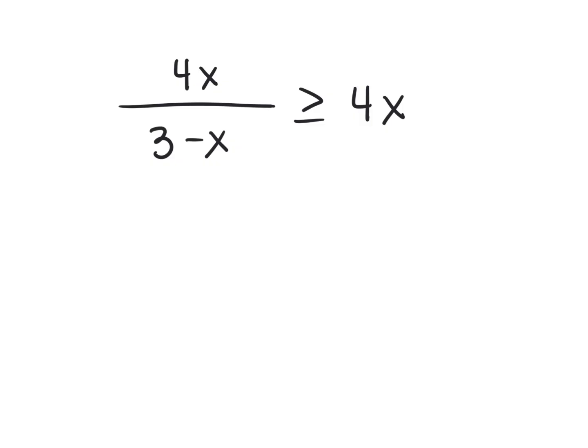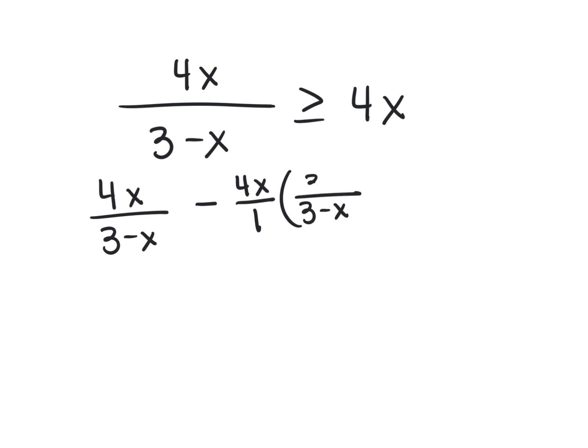As we start our next example, we are noticing that we do not have everything to one side. So the first thing I'm going to do is subtract 4x and put it over 1, and I know I have to get a common denominator. So I multiply the bottom by 3 minus x and the top also by 3 minus x. And this is still greater than or equal to, and since the 4x came to the left, this is now greater than or equal to 0.